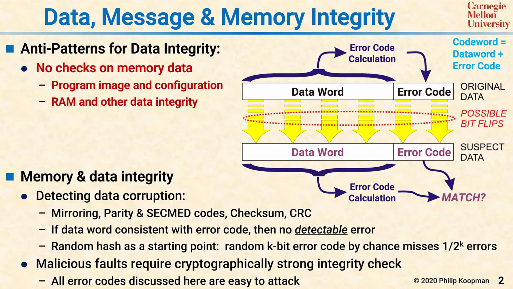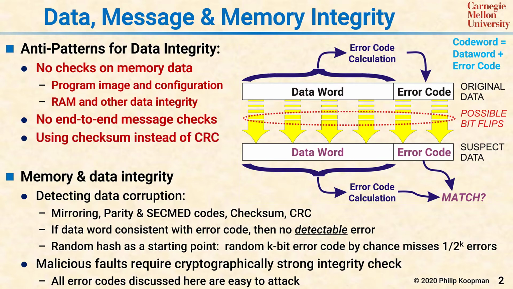The other anti-pattern is not having end-to-end message checks. If you're sending messages on a network, especially a multi-hop network, the application layer needs to wrap its own integrity protection around the values it's sending because the data networks might not provide enough protection against corruption of values. Another anti-pattern is using checksums instead of CRCs. CRCs are much more effective than checksums in general and are not that much more expensive to compute.